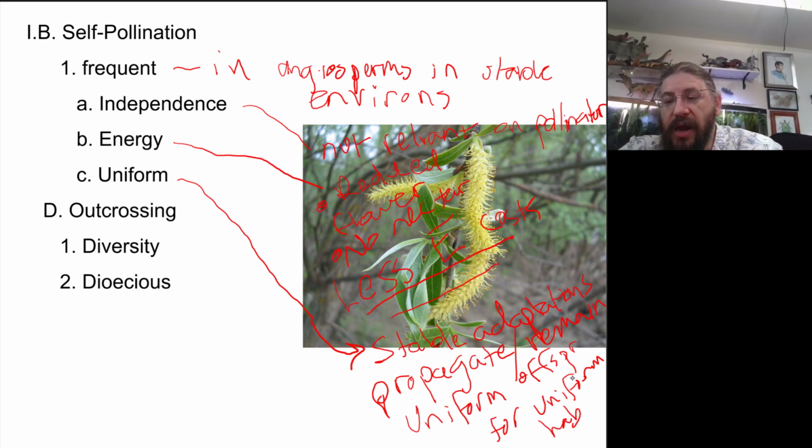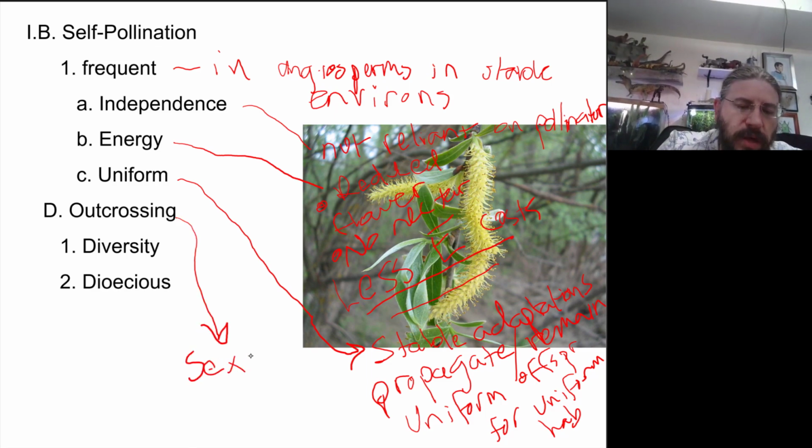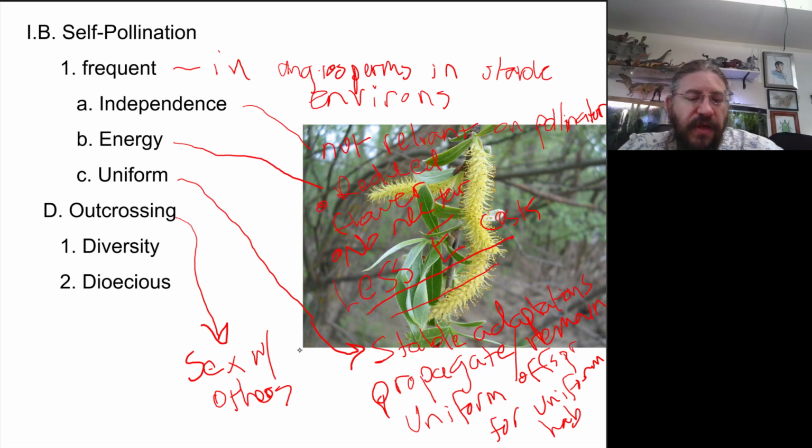So we can compare this to discouraging self-fertilization. Self-pollination is self-fertilization. Outcrossing is sex with others, not sex with yourself. All right. Oftentimes, it's sex with unrelated others, but plants are not as picky about certain levels of inbreeding. So, anyway, outcrossing is sex with other individuals, not sex with yourself.